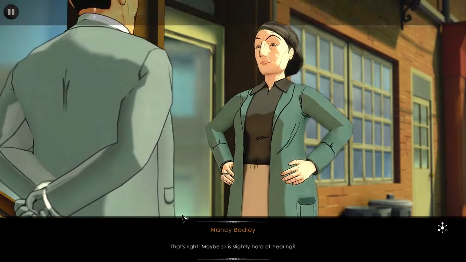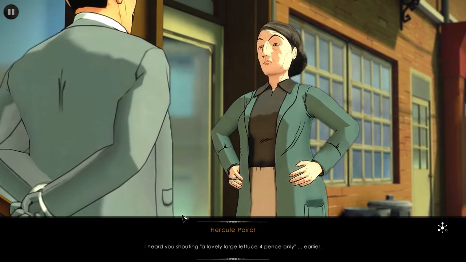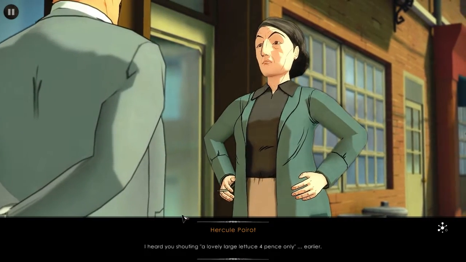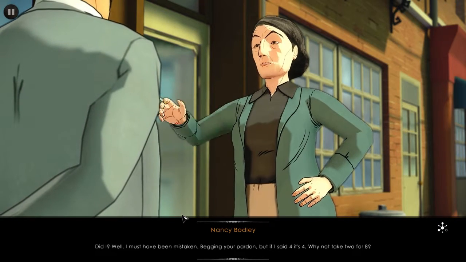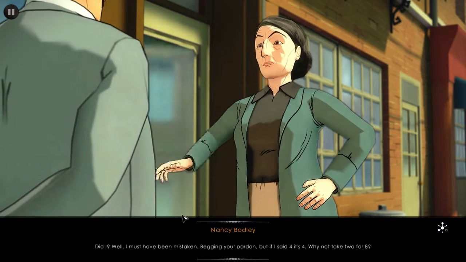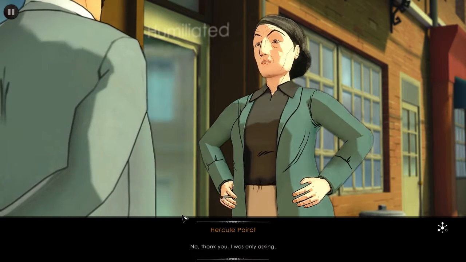5 pence? That's right. Maybe you're slightly hard of hearing. I heard you shouting a lovely large lettuce 4 pence only earlier. Did I? Well, I must have been mistaken. Begging your pardon. But if I said 4, it's 4. Why not take 2 for 8? No, thank you. I was only asking.